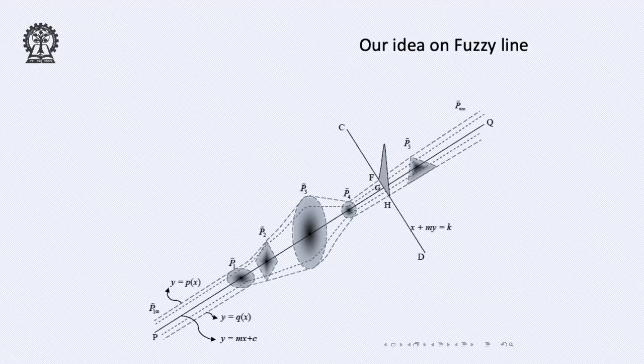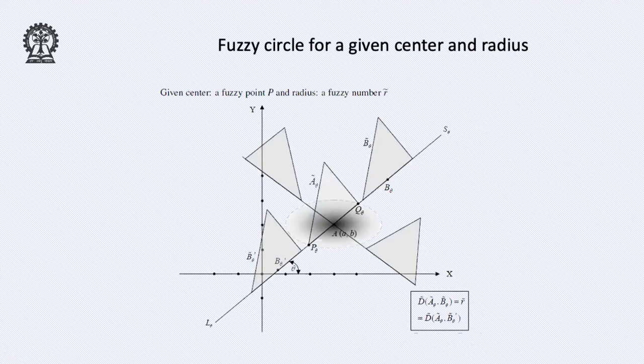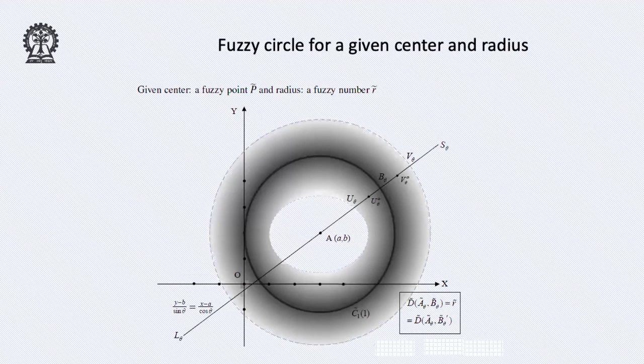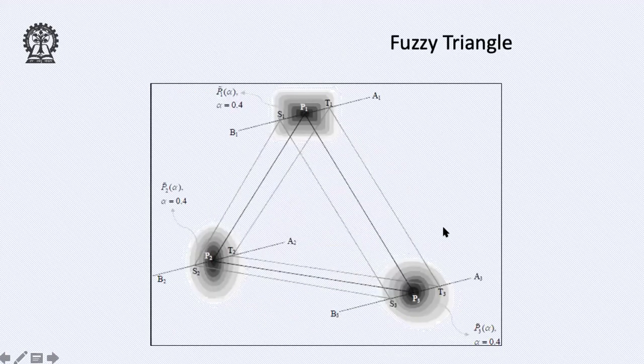Now, in this way, we extended the idea and defined the fuzzy circle, when the radius is a fuzzy number and the center is a fuzzy number, and also when the center is not fuzzy. The fuzzy circle may look like this. If we do not develop the conic sections and other things, how can we apply this in multi-criteria decision making? That's why we are still working on it.